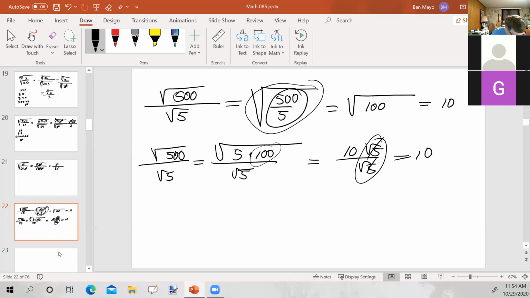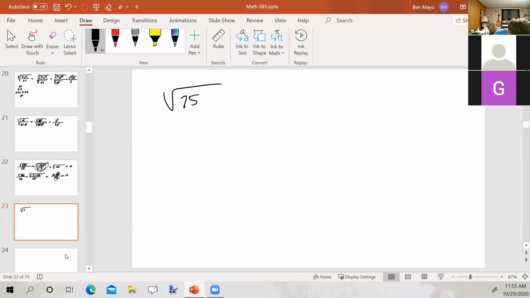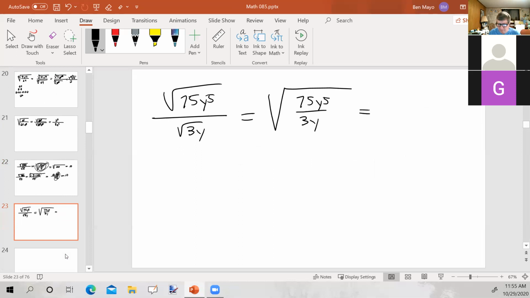All right. How about this one? The square root of 75y to the fifth over the square root of 3y. So this becomes the square root of 75y to the fifth divided by 3y. I could reduce that down to the square root of 25y to the fourth. 75 divided by 3 is 25. Y to the fifth divided by y to the first power is y to the fourth. We good to go on? Yes. What's the square root of 25? 5. What's the square root of y to the fourth? Y squared. There you go. Good.